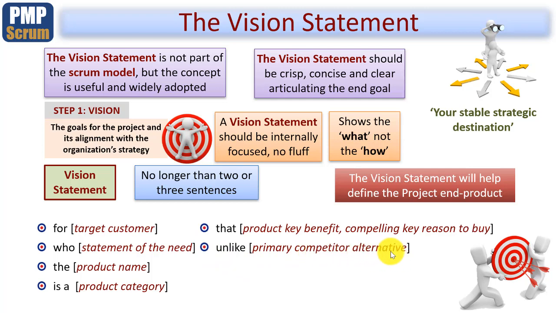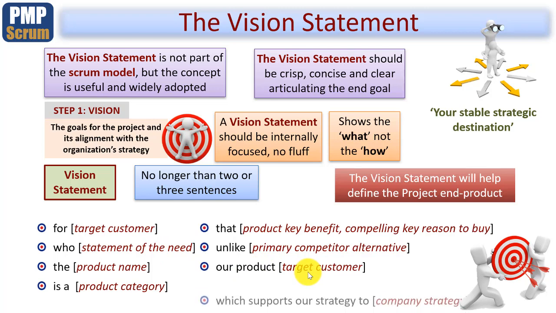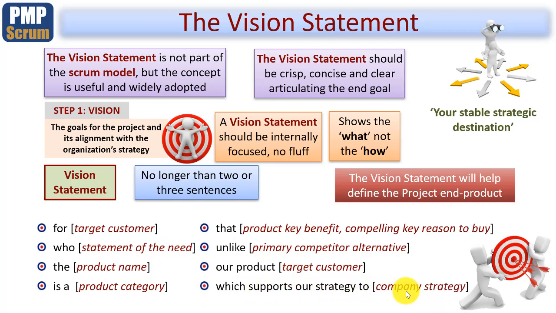Remember what you're doing here, you're solving a problem, the statement of the need, okay? And then continue, our product, that's this new product for your targeted customer, which supports our strategy too, and this might be provide speedy turnaround times for customers that turn up at our restaurants and want to take food out. Got the idea?